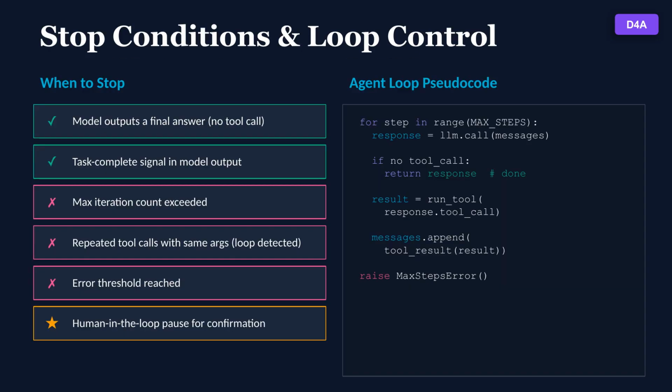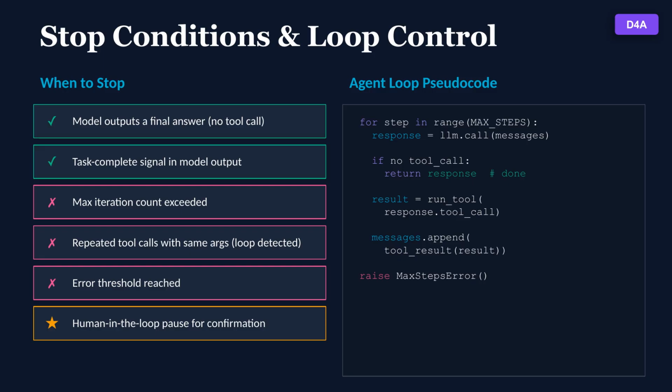stop token. When should the loop stop? Good stops. The model outputs a final answer with no tool call, or it signals task complete. Bad stops. Max iterations exceeded. Repeated tool calls with the same arguments. That's a loop. Error threshold reached. And the most important one. Human in the loop, pause for confirmation before destructive actions.